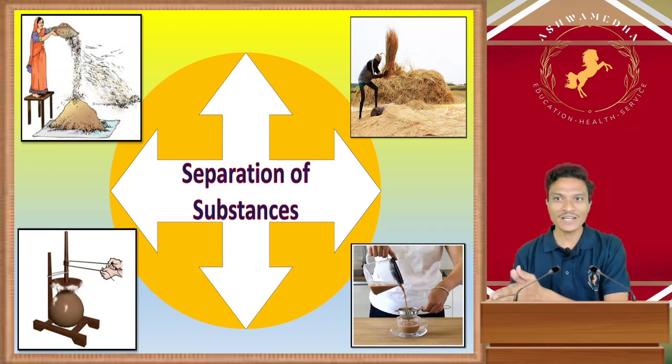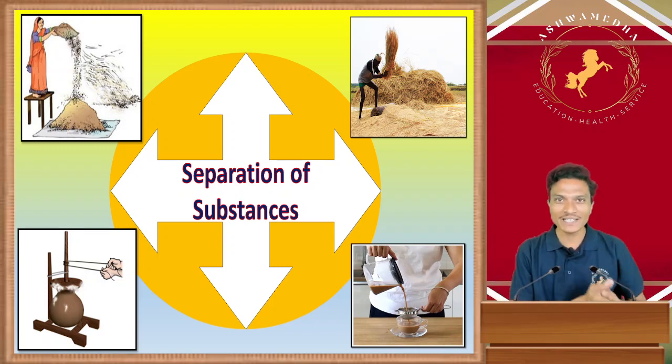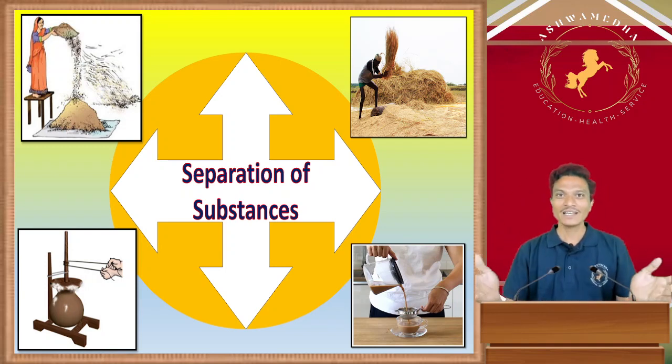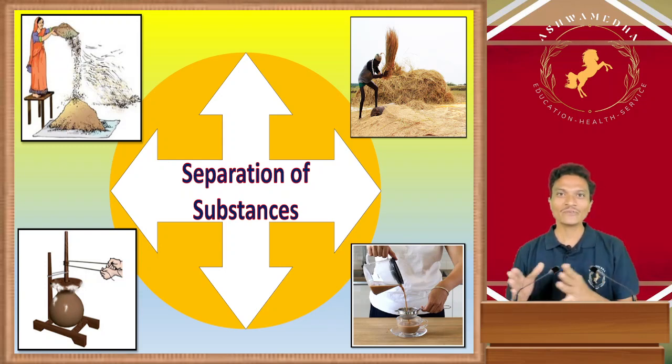In the same way, farmer's method, can we apply in the kitchen to separate the tea from the tea leaves? Can we beat the tea cup to the ground so that the tea will be separated from the tea leaves? Is it possible? No, no, no. So there are separate methods for different kinds of separations. In this lesson, we are going to learn different methods of separation of substances.